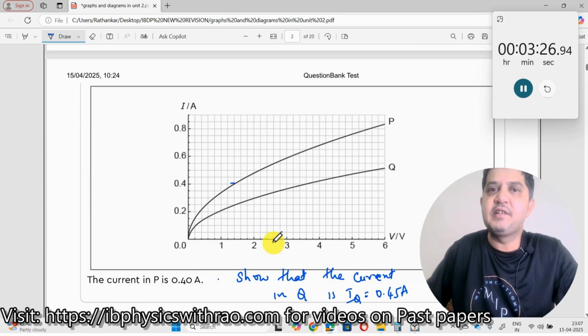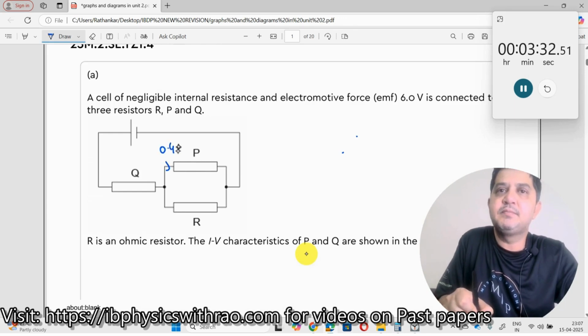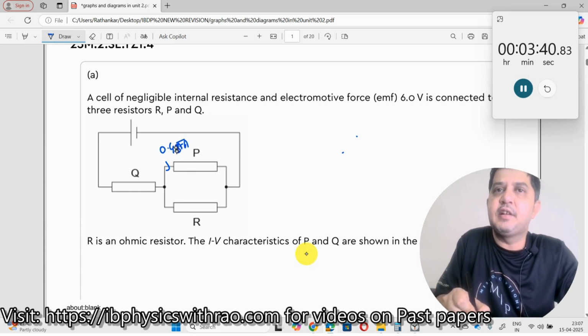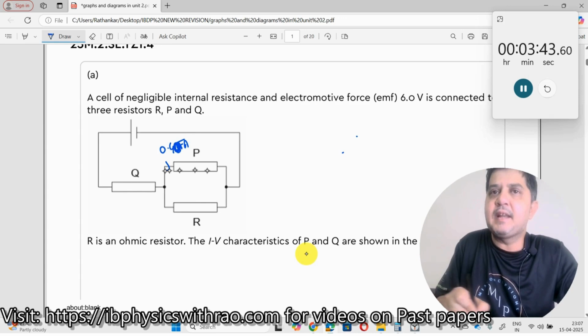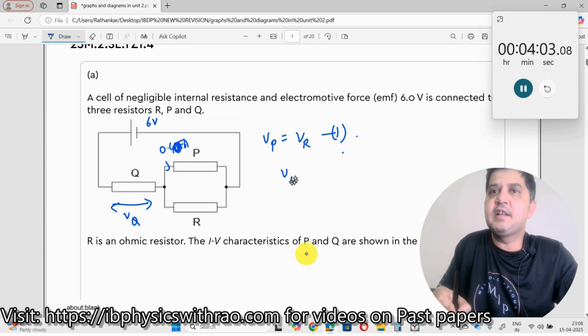Let us write down what is given here. Current in P is 0.4 ampere. You need to show that the current in Q is equal to 0.45 ampere from the graph. First thing: when there is a parallel circuit over here, what does it tell you? The potential at P is equal to the potential at R. Secondly, you see this has been set to 6 volt. This voltage VQ plus this voltage should be equal to 6 volt, right? So I can write VQ plus VP is equal to 6 volt.